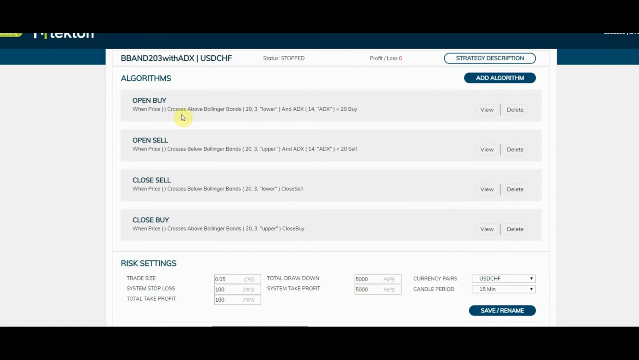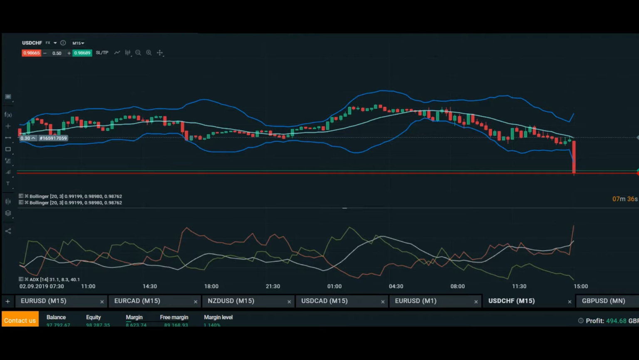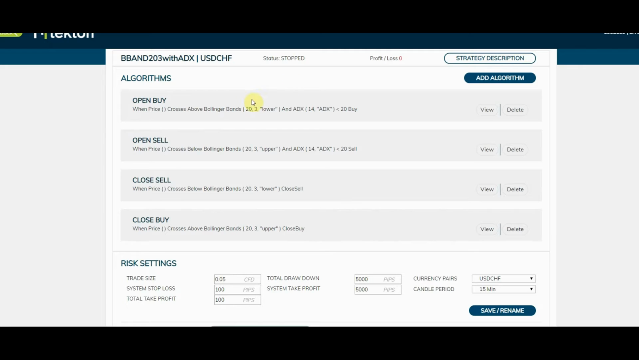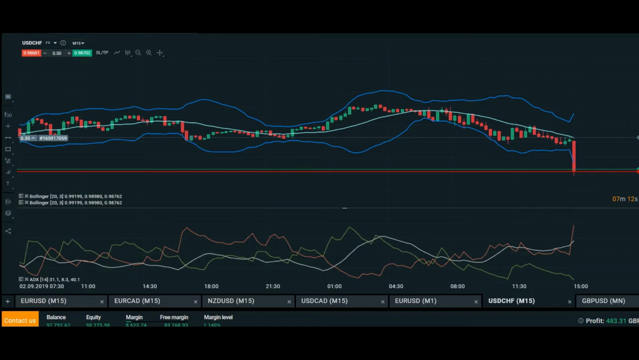So when price crosses above, so that's from below to above, the Bollinger Band's lower band. That's the lower band here. The lower band is this blue one here. So when price crosses from below to above the Bollinger Band, that's the condition. Now the Bollinger Band settings are 20 and a standard deviation of 3. The usual setting is 20, standard deviation 2. So please remember, it's standard deviation 3.